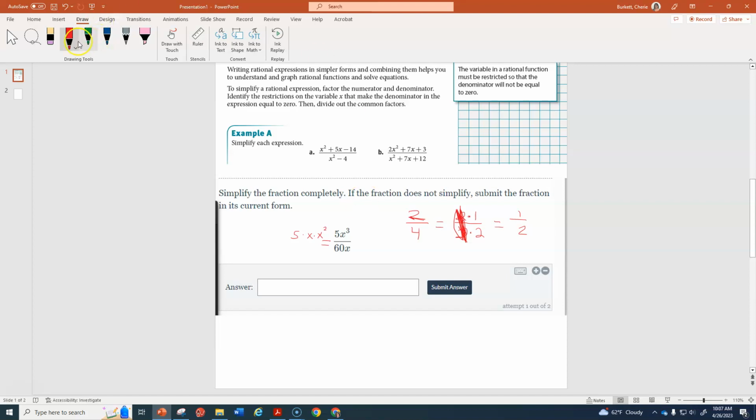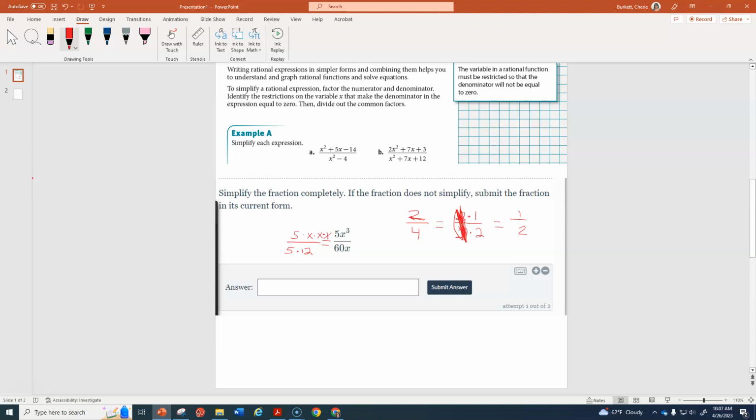Let me go ahead and do it the other way. Let me go ahead and do 5 times x times x. I'll explain why I wanted to write x squared, but we know that 5x cubed means 5 times x times x times x. And on bottom, 60 is 5 times, what, 12? I'm using my calculator to check. Yes, 60 is 5 times 12.